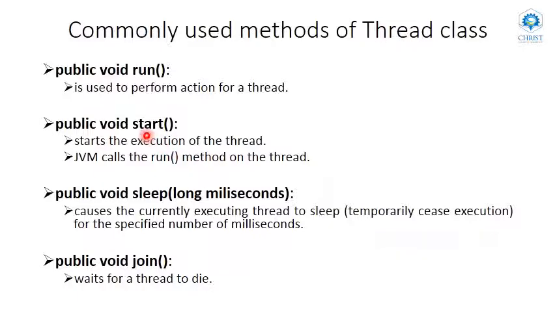Then another method is join. This method is used to wait for a thread to die. So suppose I have an object t1 of class Thread, and if I call t1.join, then as long as t1 has not completed its work, all other threads will wait. So the other threads will start working only after the thread on which this method is called is completed. So if I write t1.join, other threads will wait for t1 to complete its work. That's what we mean by waits for a thread to die.